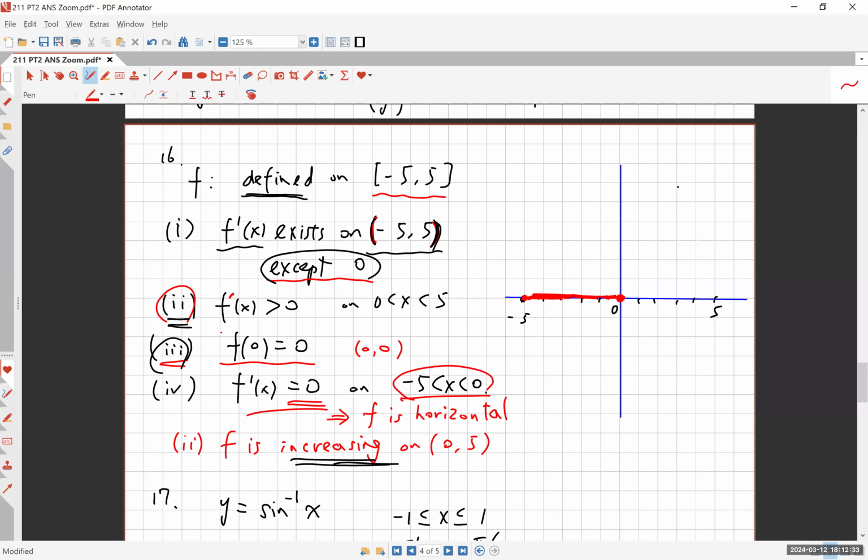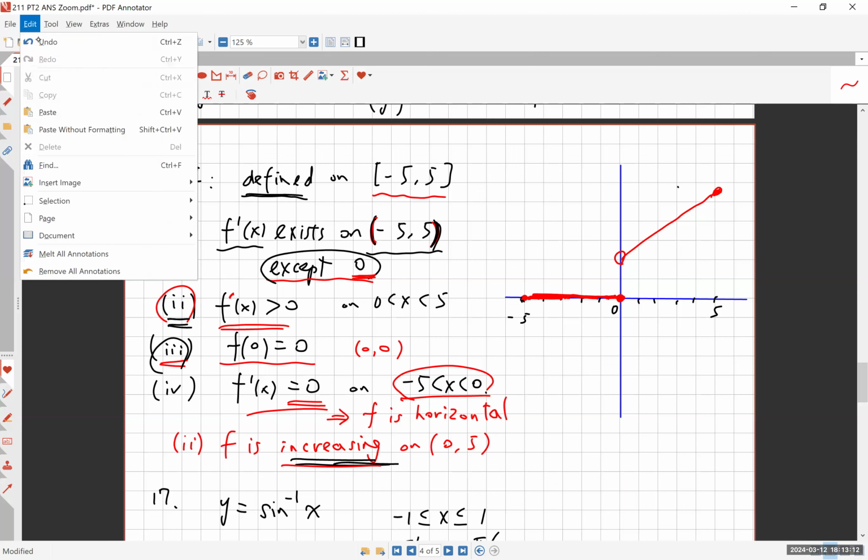The other half is the second requirement, f prime is positive. f has to be increasing from 0 to 5. Now, how does it increase? We don't know. You can go this way. You can go this way if you want. You can go this way, okay? But it has to be continuous from 0 to 5. It has to be differentiable from 0 to 5, except possibly at 0. It says except 0, so I guess the assumption is that the derivative does not exist at 0, which means it has to be a sharp point, or it could be something like this. I guess that's okay too, if you want.